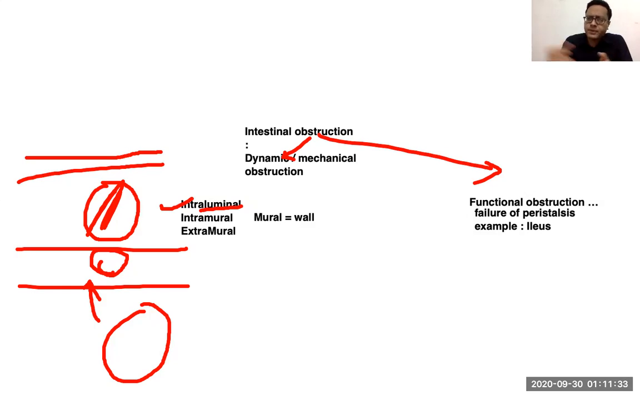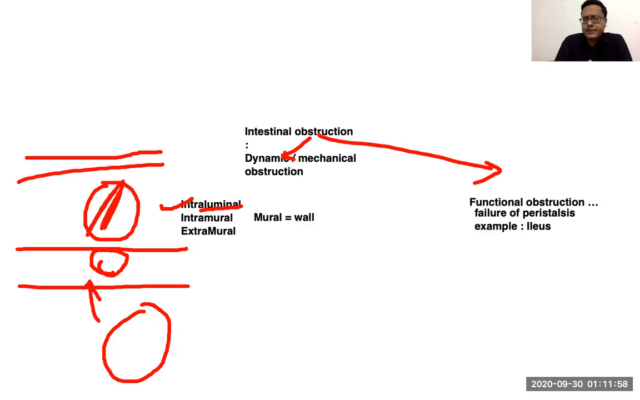Intraluminal: if the cause of the mechanical obstruction is inside the lumen. Intramural: if the cause of obstruction is inside the wall, because you know that there's a wall of the tube of the bowel. And extramural is outside, causing compression of that segment. So this is a basic idea.